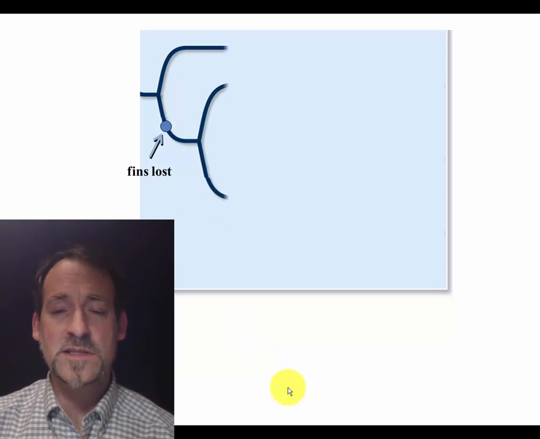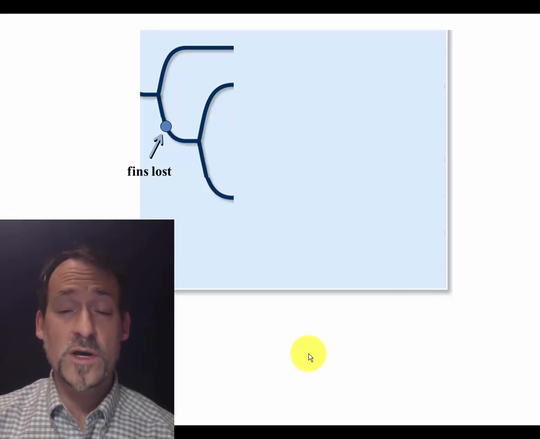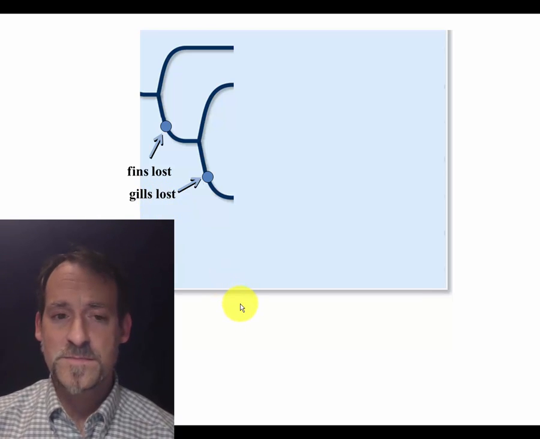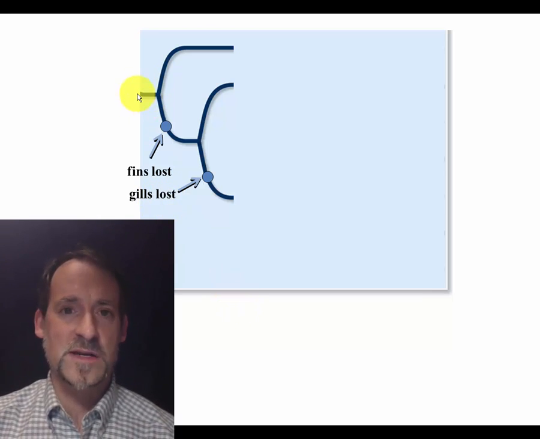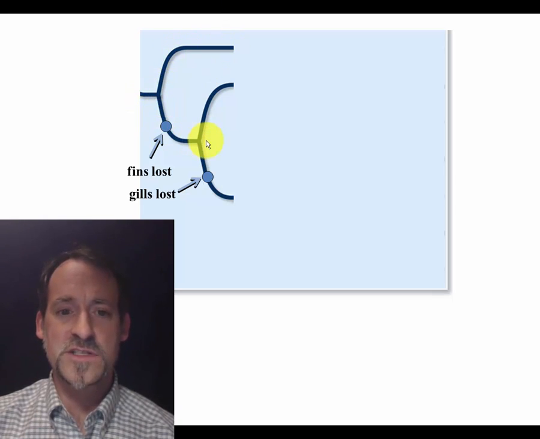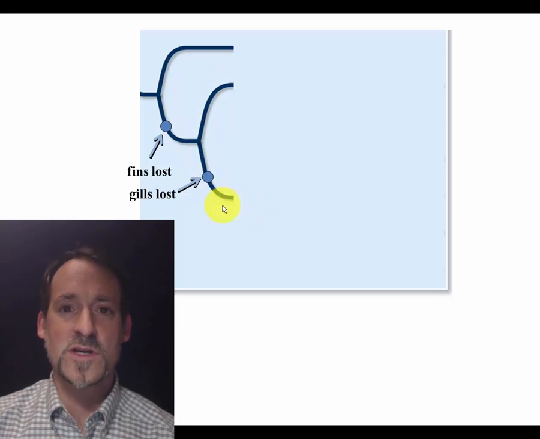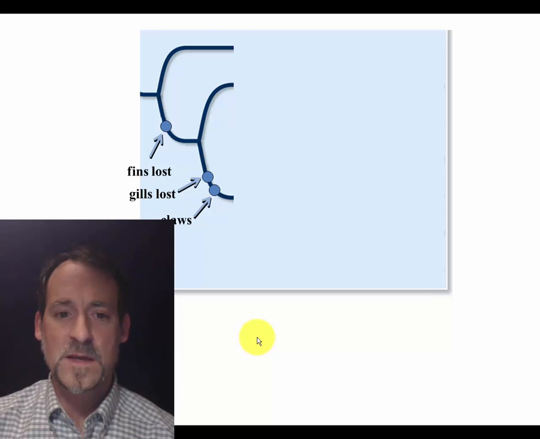Evolution continued. The lineage that lost the fins split again, and one of those daughter lineages lost these structures called gills. So originally you had an organism that had both fins and gills. This one has kept the fins and gills. This one lost the fins. We kept the gills over here, and now over here we've lost both fins and gills.